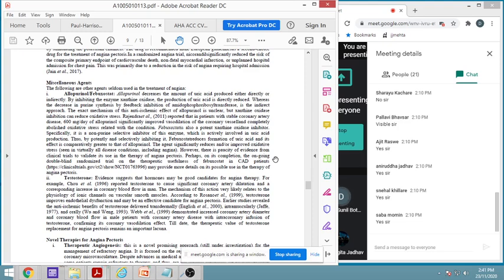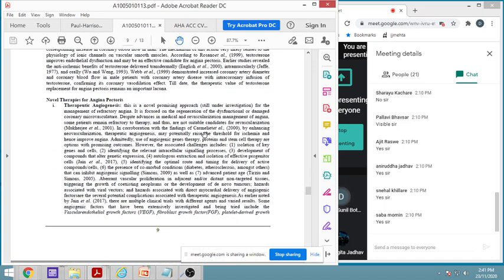Then next are the other novel therapies in addition to that. An example of these is therapeutic angiogenesis. It is a promising approach for the management of refractory angina. It is focused on the regeneration of dysfunctional or damaged coronary microvascular blood vessels. So far, it has not been very successful. Many patients are refractory to the therapy.